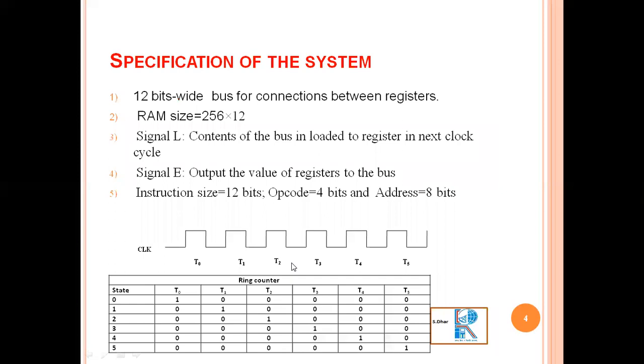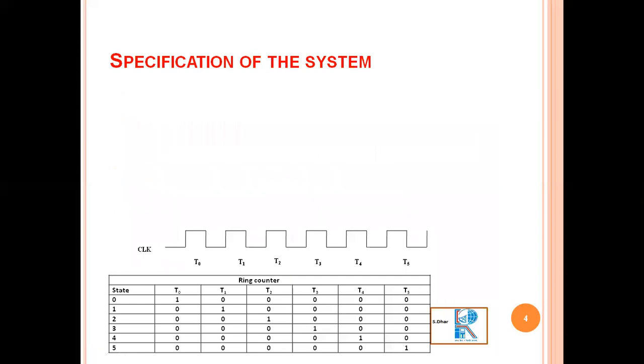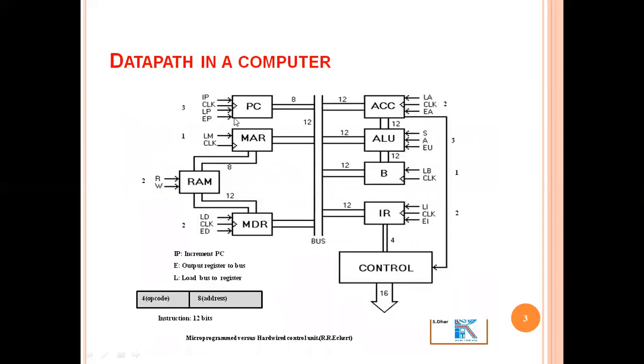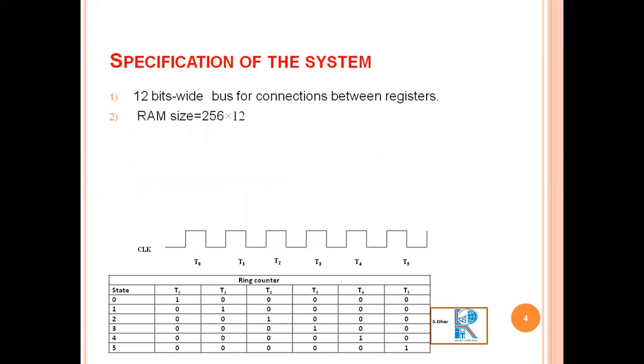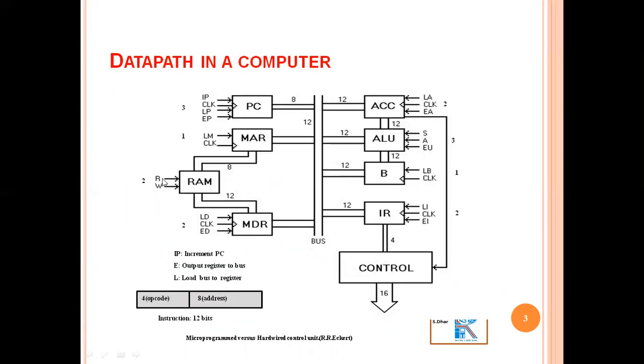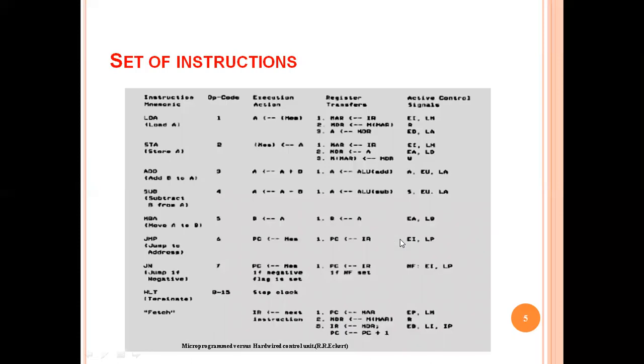Because why? See here, EP should be activated. That means the contents of the program counter will go here. Then LM, that means this data will go into the MAR. Clear? So EP to LM. Then the next micro instruction is MDR to MDR. So here the data is read. Data is read means the read signal will be activated. So R will be activated here. Clear? After that, MDR to IR.